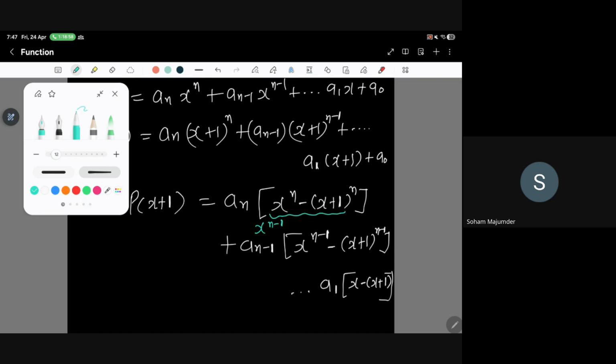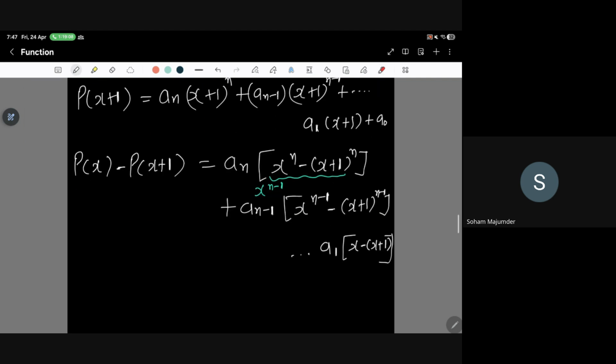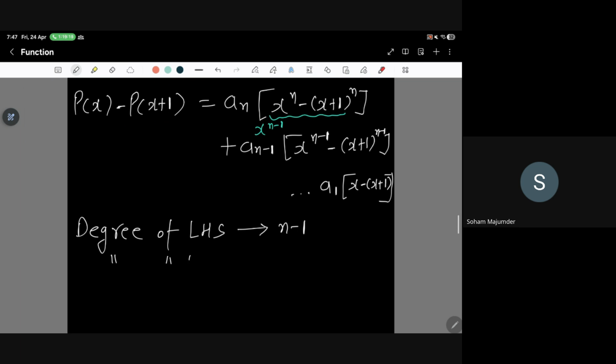Yes, does anyone have a doubt in this, figuring out the degree of your LHS part? How it is x to the power n minus 1? No, sir. Okay, so the degree of LHS is n minus 1, and the degree of RHS is 1, so they must be equal.